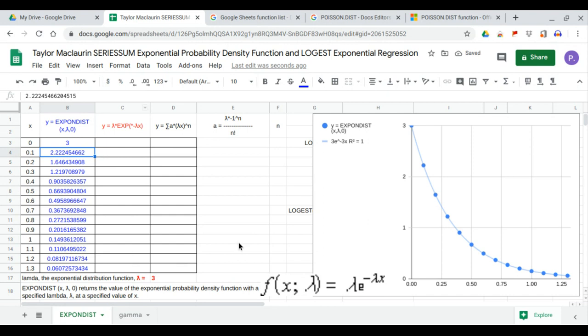And here you'll find the trend line of the dataset and the trend line equation of the dataset. It is 3 times e to the minus 3x, where r squared is 1. This comes in the form of the function of x semicolon lambda equals lambda times e to the minus lambda x. So it's a decaying function.